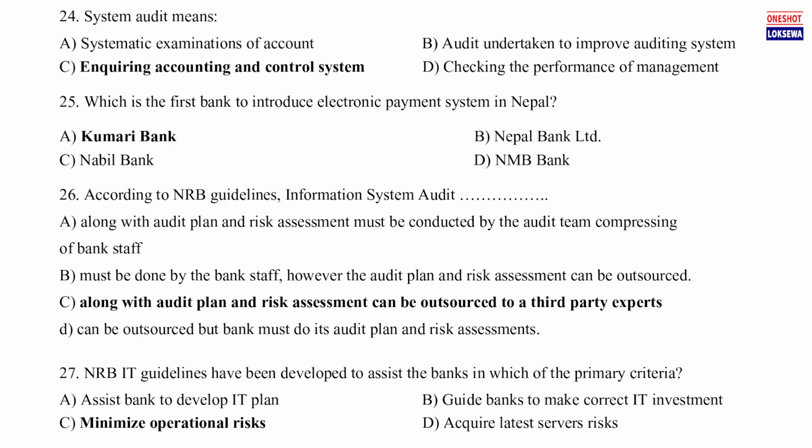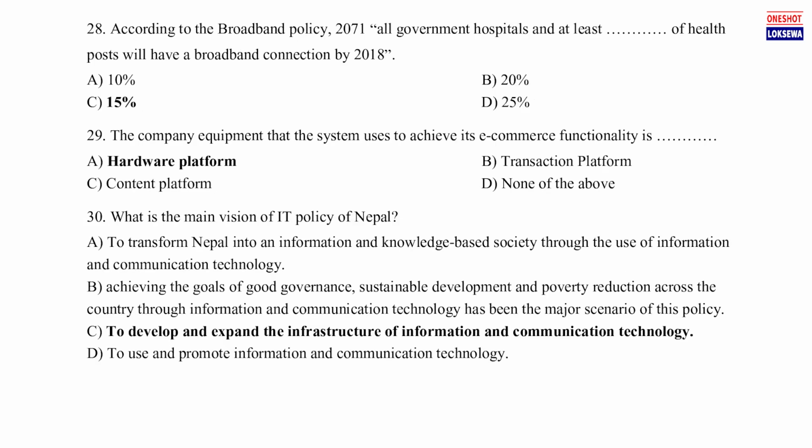27. NRB IT Guidelines have been developed to assist the banks in which of the primary criteria? A. Assist bank to develop IT plan. B. Guide banks to make correct IT investment. C. Minimize operational risks. D. Acquire latest servers. 28. According to the Broadband Policy, 2071, all government hospitals and at least of health posts will have a broadband connection by 2018. A. 10%. B. 20%. C. 15%. D. 25%.